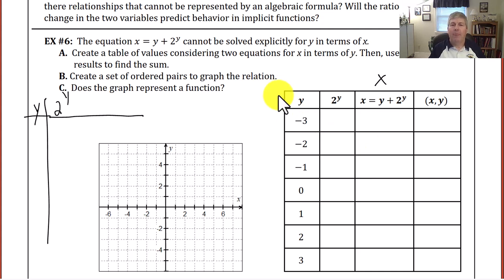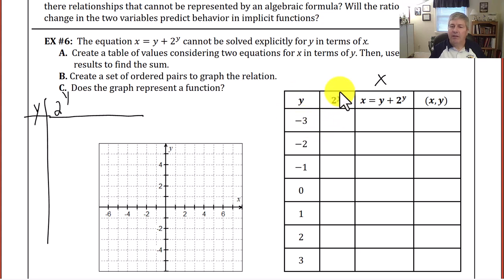and this cannot be solved explicitly for y in terms of x. In this one, we're asked to create a table of values considering two equations for x in terms of y. Then we're going to use those two results and then find the sum. So we're asked to create a set of ordered pairs and then graph. So in our table, they're giving us y equals -3. And the first thing we're asked for is to find 2 to the y.